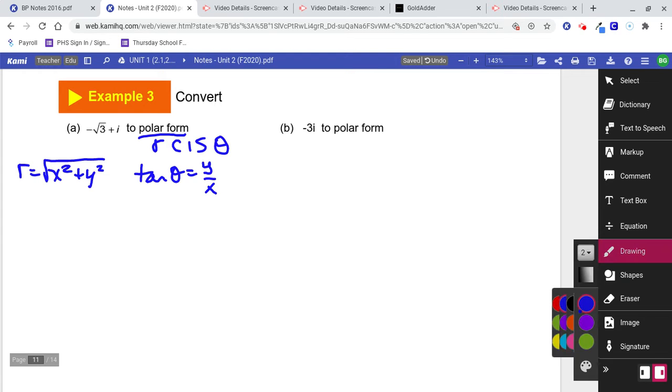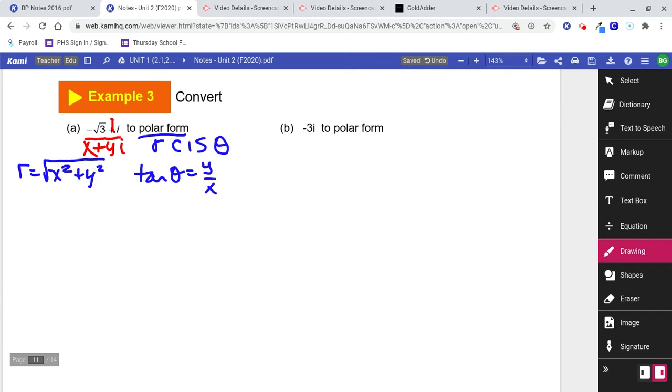So it's important to notice they've given me rectangular form, but rectangular form is x plus yi. And so your y is your coefficient for the i term, and people don't see it, but there's a 1 there, correct? There's a 1 in front of the i. So that's x is negative square root of 3, y is 1. Does everybody see why y is 1 there?